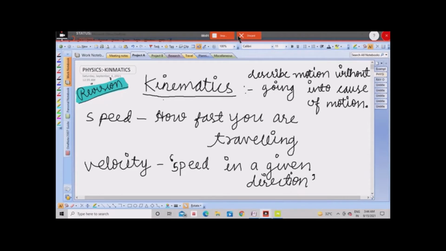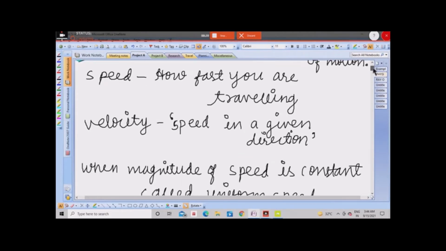We are going to revise physics lecture 1 kinematics. So here, what is kinematics? Kinematics is a branch of science which describes the motion without going into the cause of motion. ये सिर्फ मोशन के बारे में बताती है without going into cause of motion. Okay, so what is speed?